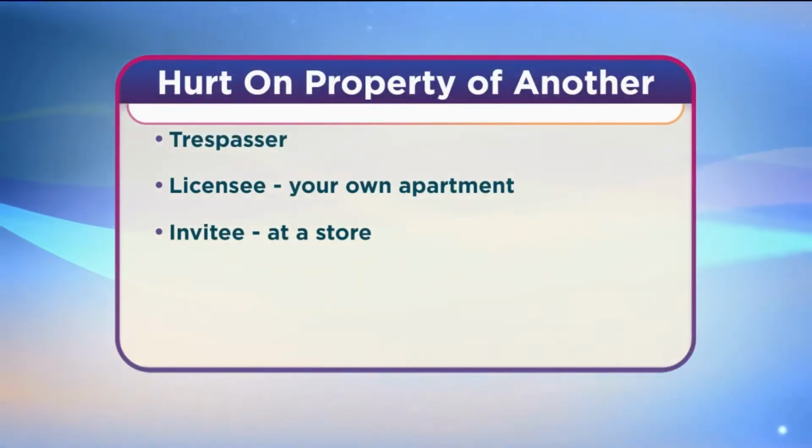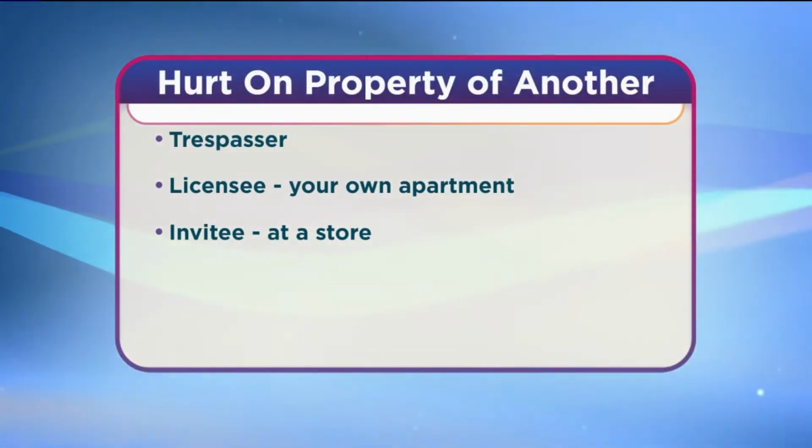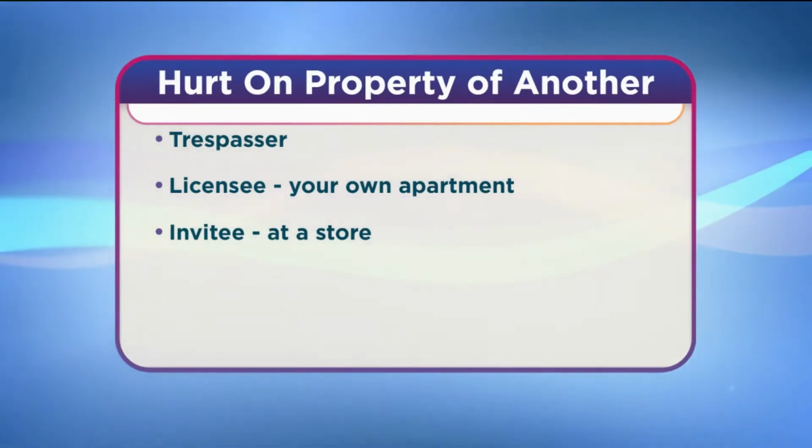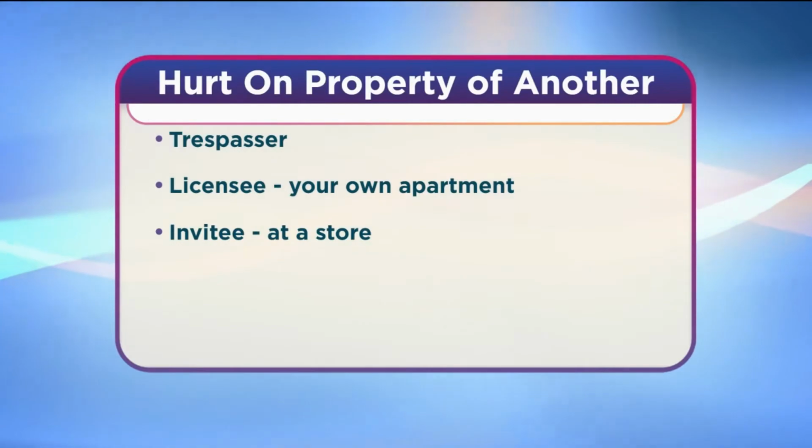Now, the next one is known as a licensee. Here's the best way to understand it. Let's say you're renting an apartment. When you're inside your own apartment, you're a licensee. If you're out on the common area, you're what's known as an invitee. But let's talk about the standard for a licensee. The landlord or the property owner is really only liable for a danger that the owner actually knew about.